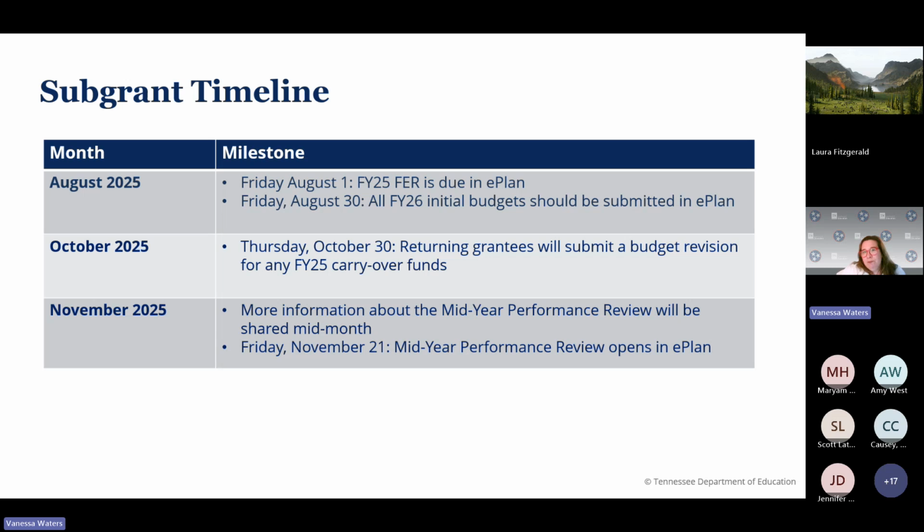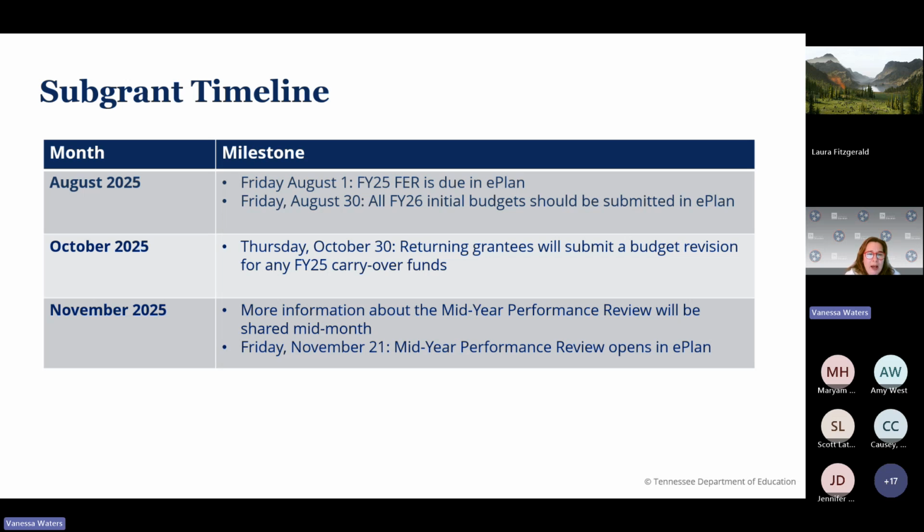So just a quick look at the subgrant timeline, good things to put in your calendars. Of course, for August, you have your August 1, the FERs, or you can start putting those in ePlan. And then August 30th is when all final FY26 McKinney-Vento budgets should be submitted to the department. If there are any questions around budgets or I need some revisions, again, like I said, we'll look at the checklist and send it back to what needs to be revised. In October, Thursday, October 30th, returning grantees will need to submit their FER for FY25. So you have time to still complete that.